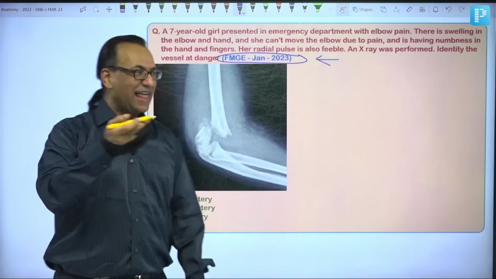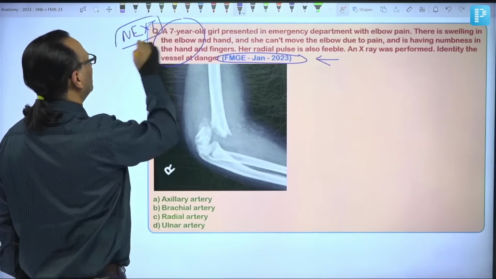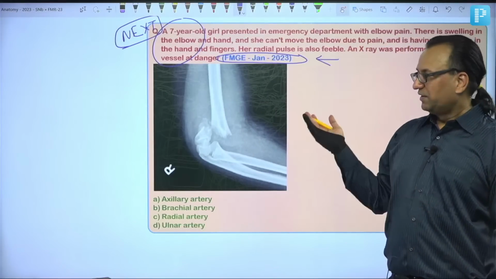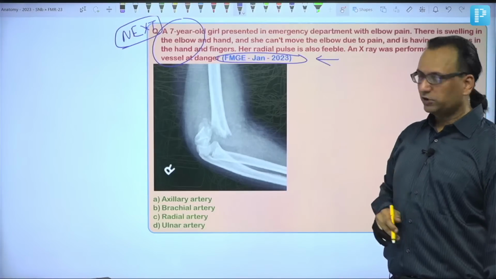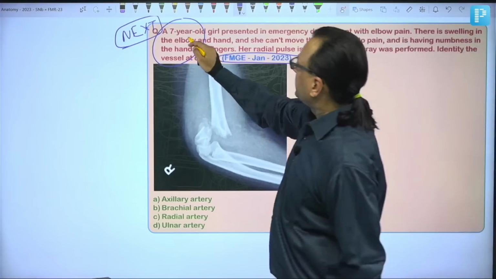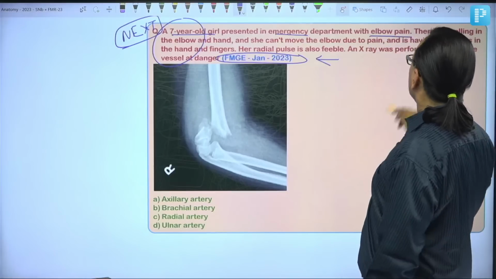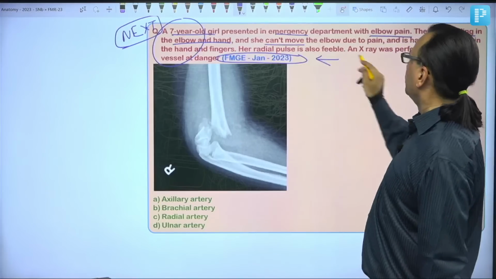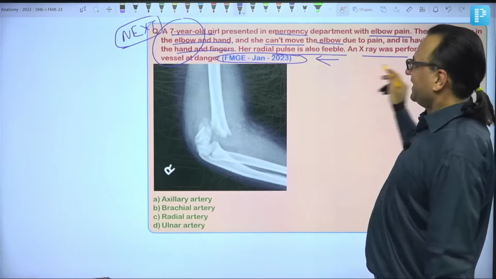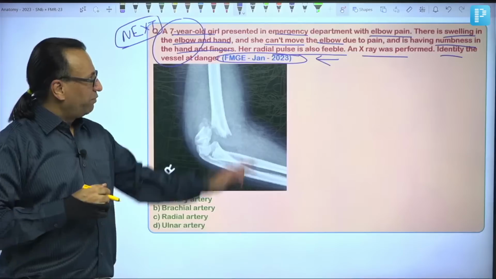And next pattern, this is next pattern. What is next pattern? Next pattern is nothing but just creating a question by creating a hypothetical clinical case scenario. It is an anatomy question, of course, but clinical case scenario. So next question, that is the difference. In the previous question, there was no clinical case scenario, but now there is a clinical one. So what is it? 7-year-old, sometimes the age is also important. Presented in emergency, elbow pain, swelling, elbow and hand can't move, numbness in hand and fingers, radial pulse is feeble, X-ray.